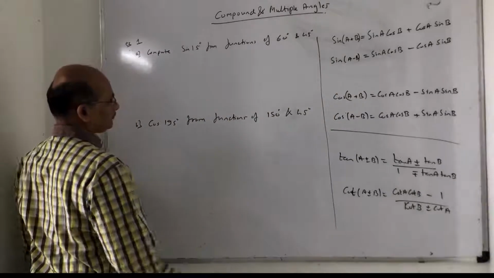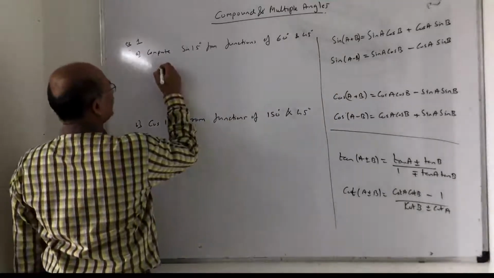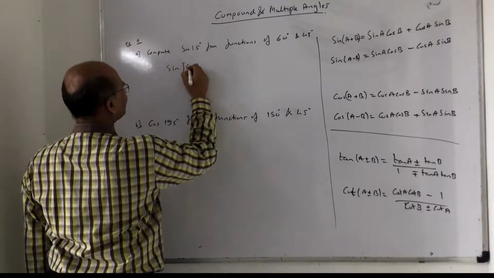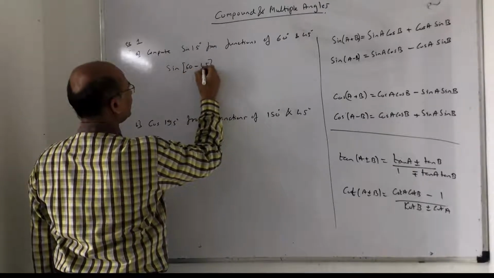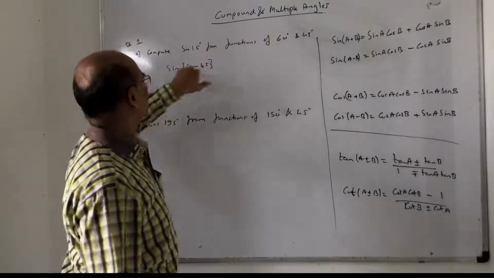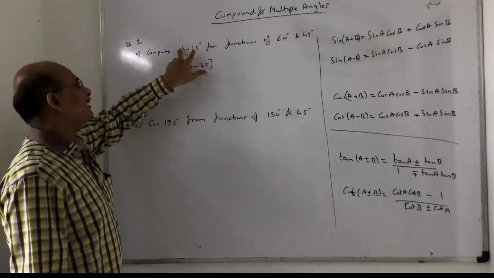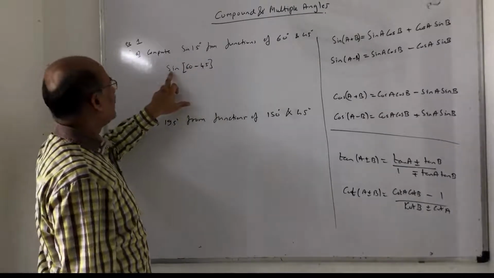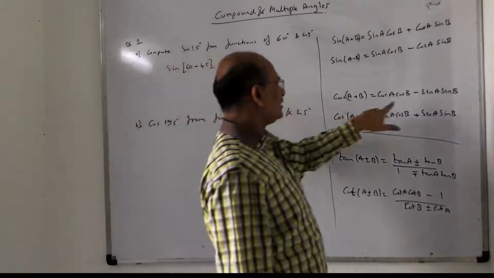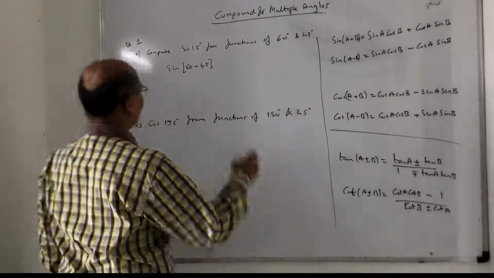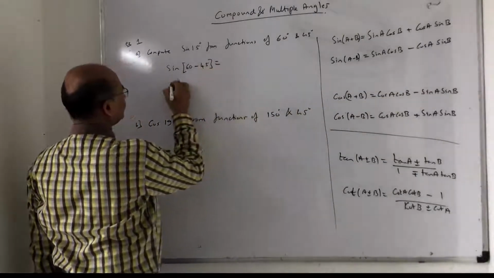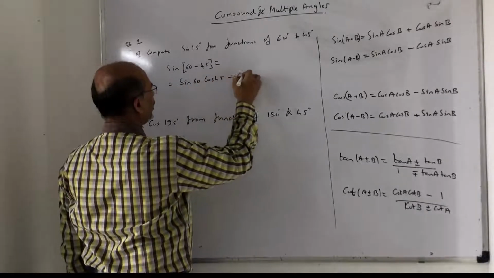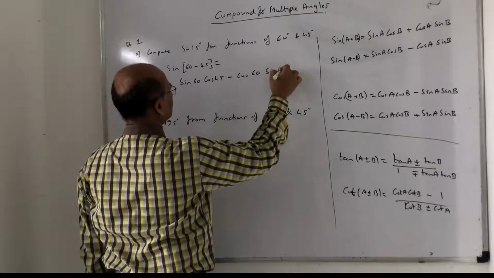So as I want sine 15, can I write this 15 as 60 minus 45? That's the reason they are asking. From these two angles, find the value of sine 15. So what is sine 15? 15 is nothing but 60 minus 45. So I can apply the formula sine of a minus b. What is sine of a minus b? Sine of a minus b is sine a cos b minus cos a sine b.